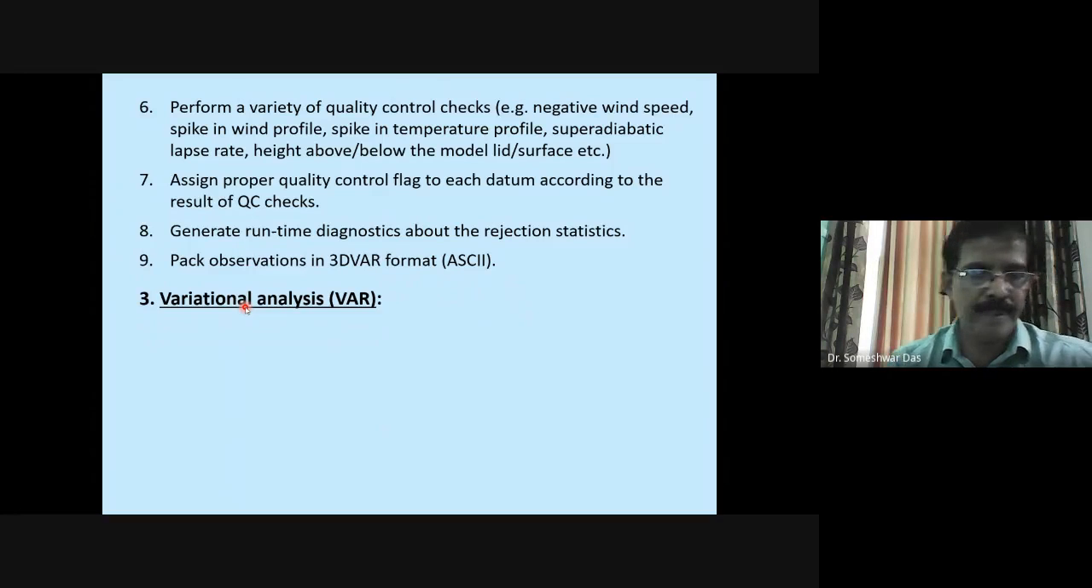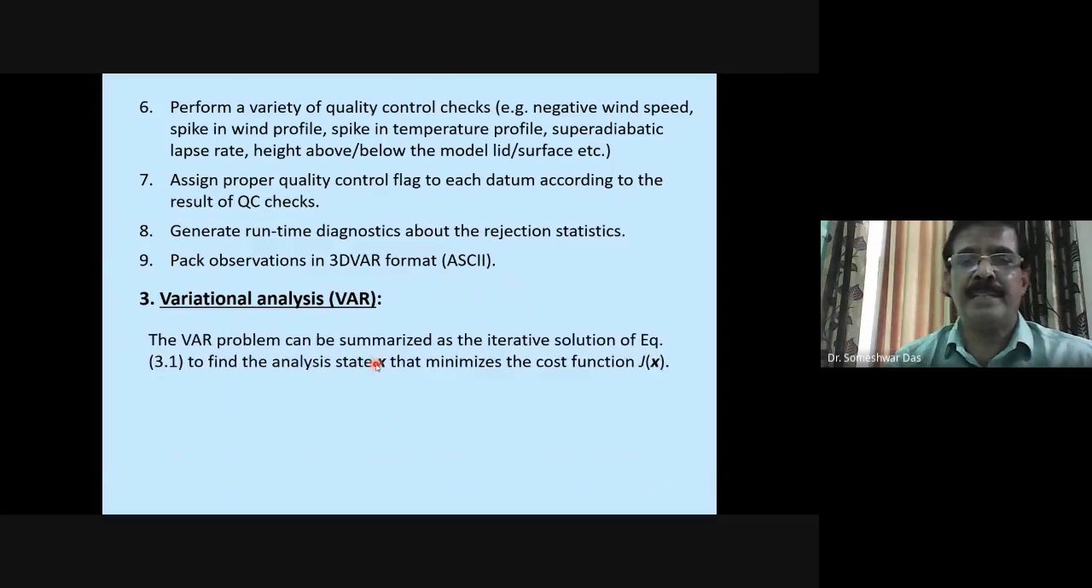Yes. We talked yesterday that in 3D var, we try to minimize a cost function, which is the sum of the observational errors and the analysis errors. Okay, we try to just minimize that cost function. So this is now the part of the main analysis system var. The var problem can be summarized as the iterative solution of the equation 3.1 that we saw yesterday to find the analysis state x that minimizes the cost function J(x).